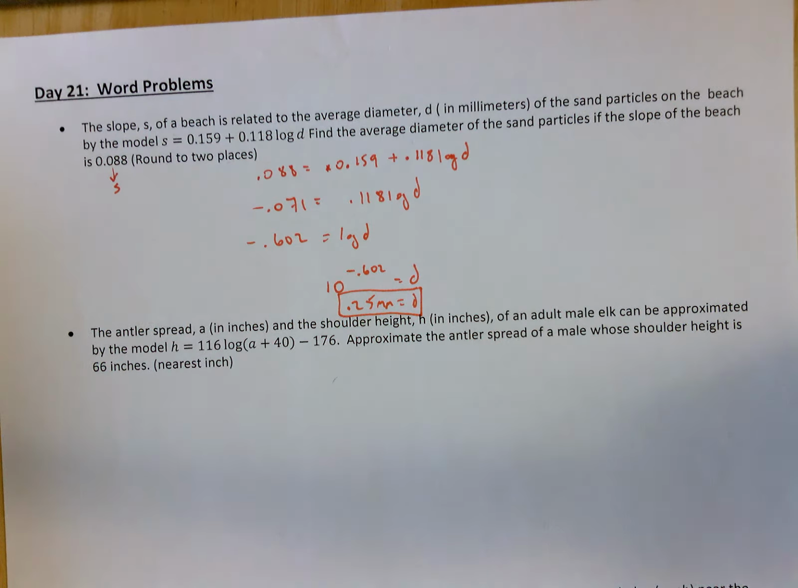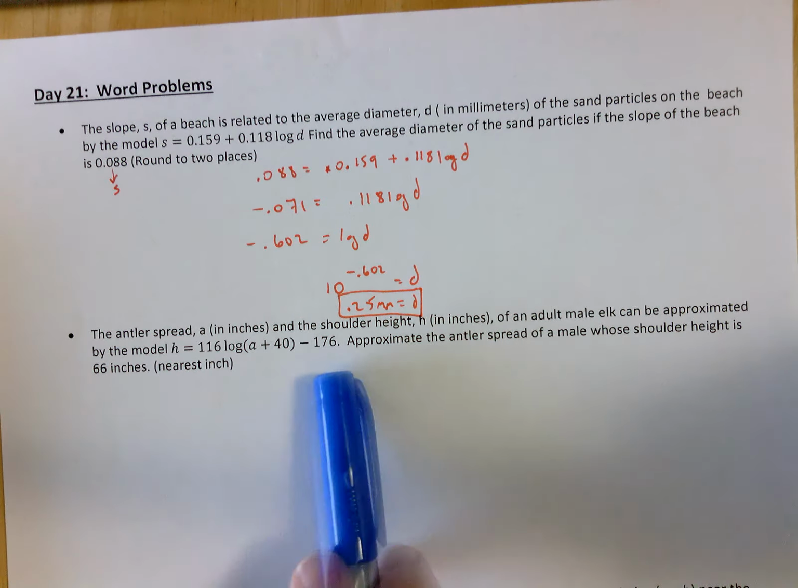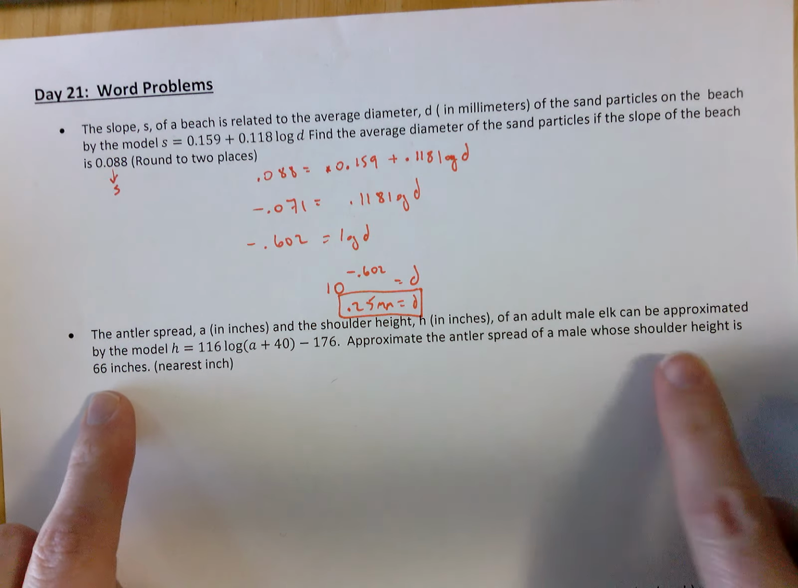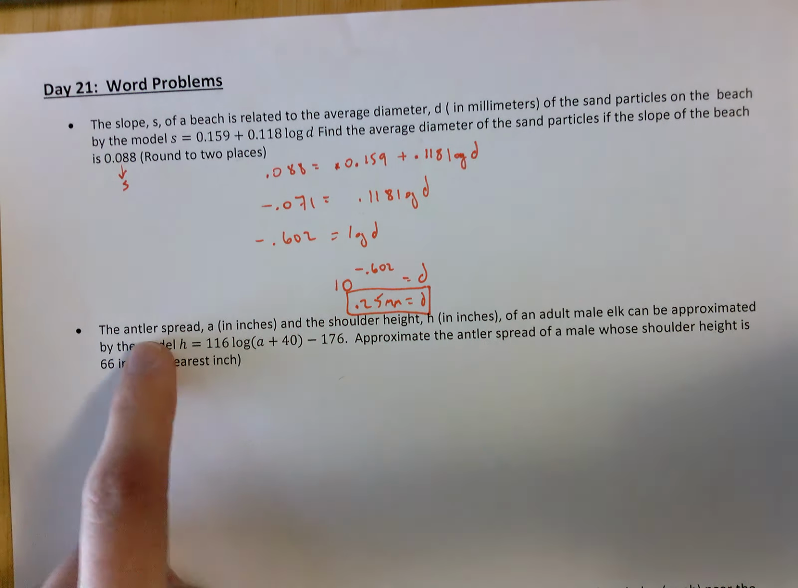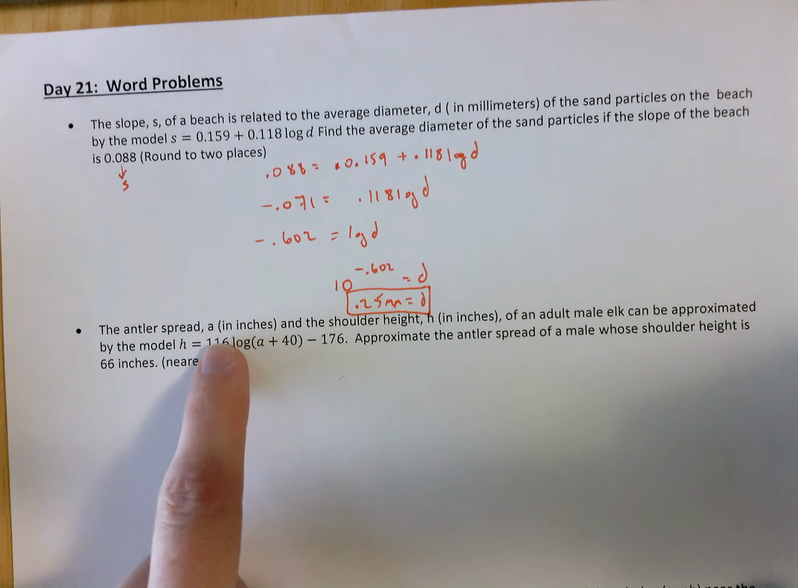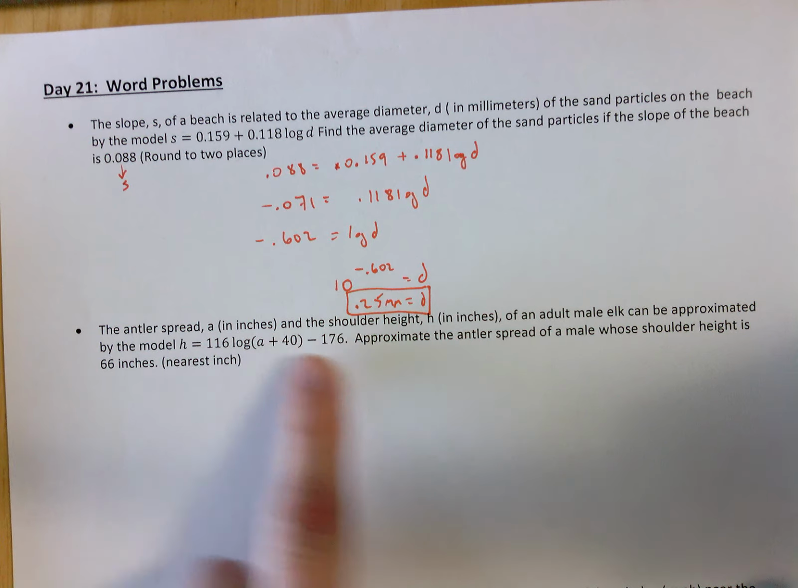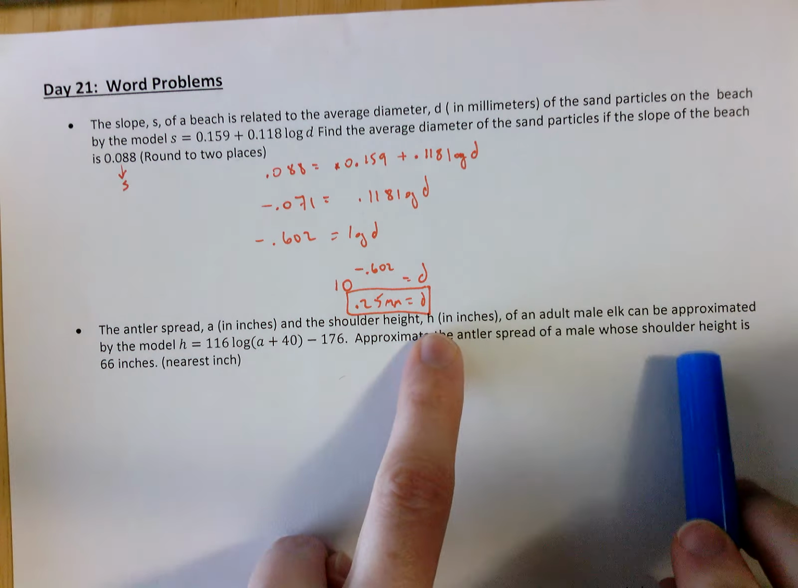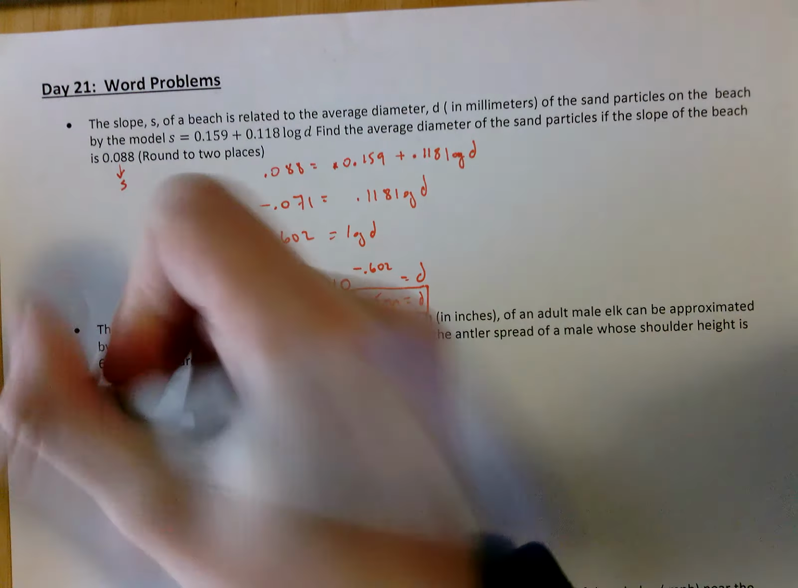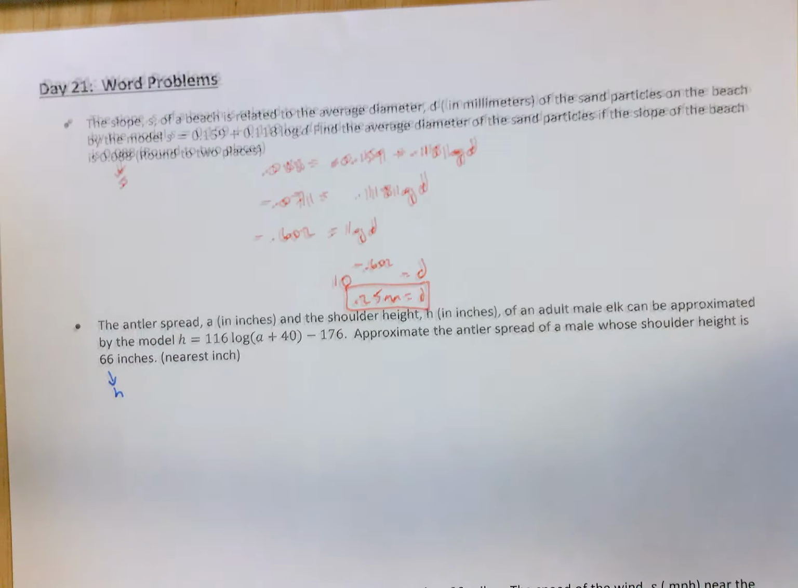So this next one, right, I see there's an equation at the very end. Here's my 66, right? Shoulder height is 66 inches. Okay, so now I'm going to go back and read through the problem. So the antler spread in inches and the shoulder height in inches. So shoulder height, that's what they said that we were looking for. So I'm guessing that this number is going to be H.